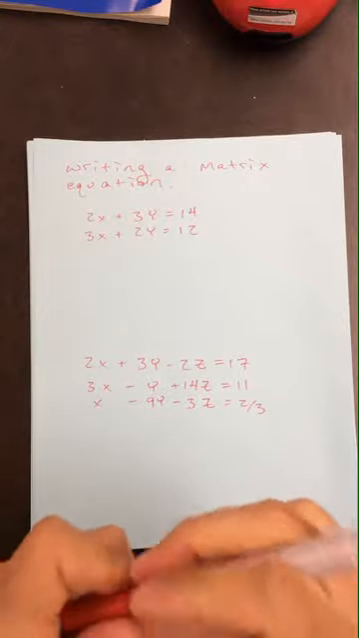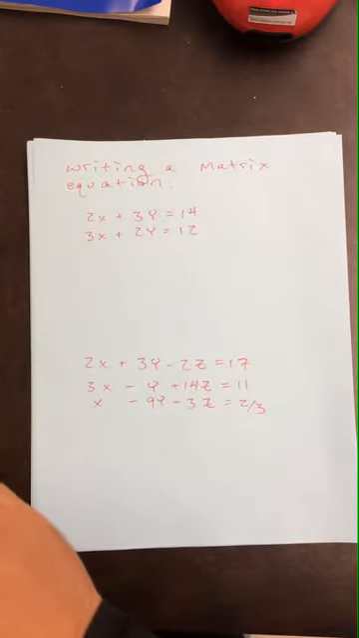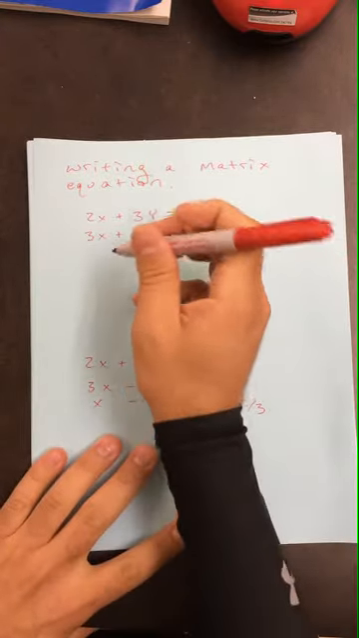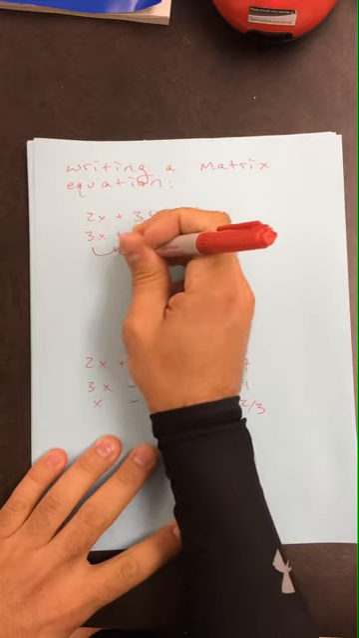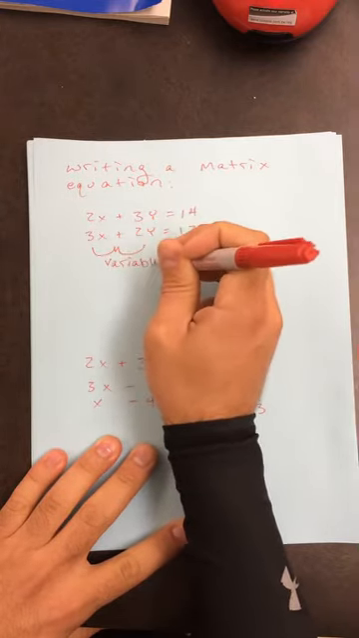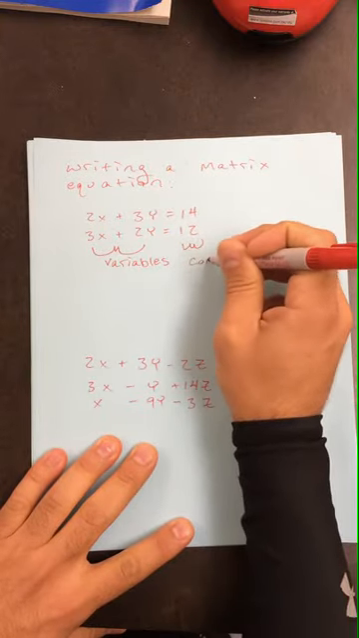Okay, in this video I'm going to show you how to write a matrix equation. When you're writing a matrix equation, you really have three different parts. The first part is, of course, your variables. And the second part are your constants.